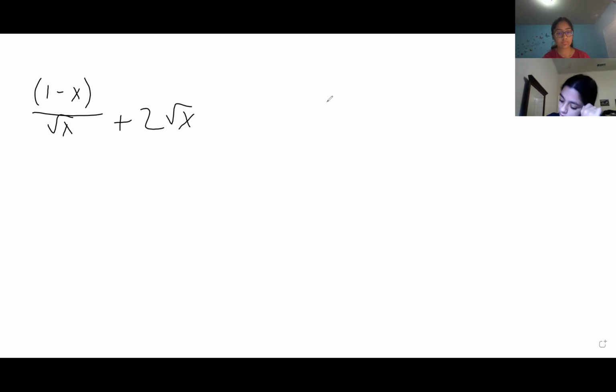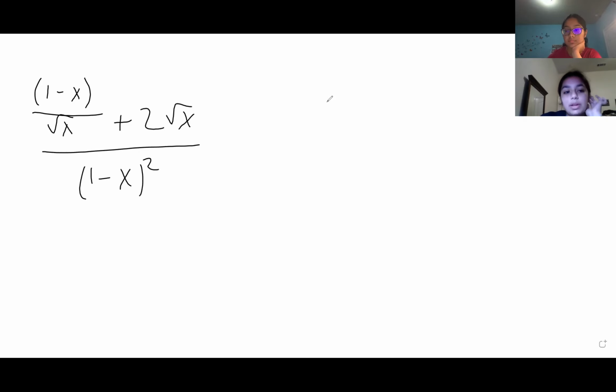Okay, so we have 1 minus x over root x, plus 2 root x, over 1 minus x squared. So basically, when you have a fraction in the numerator like this, with two terms, 2 root x and 1 minus x over root x, what you're going to try to do is create a common denominator between the two.